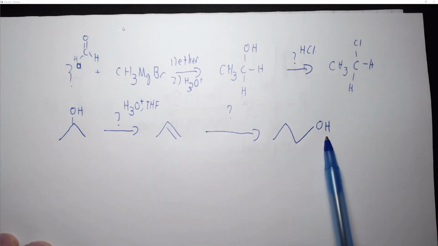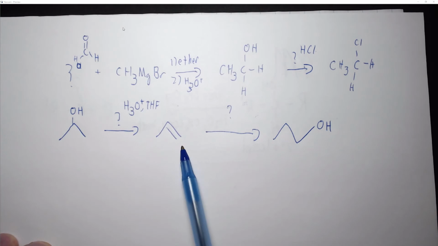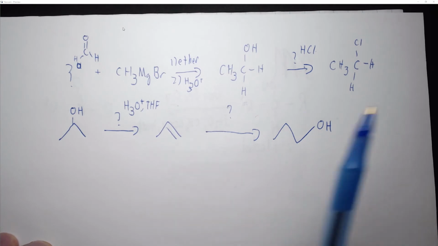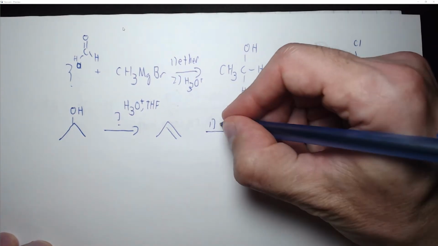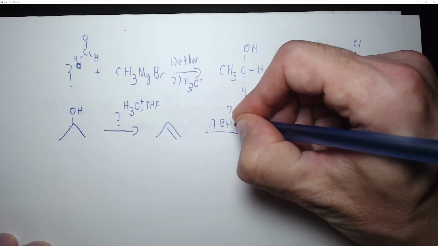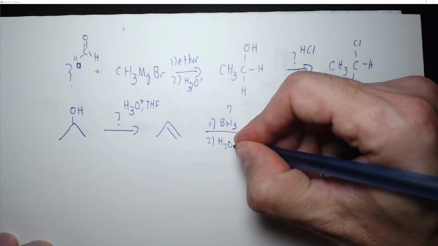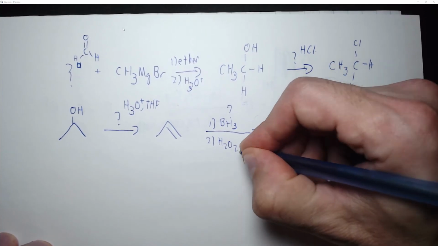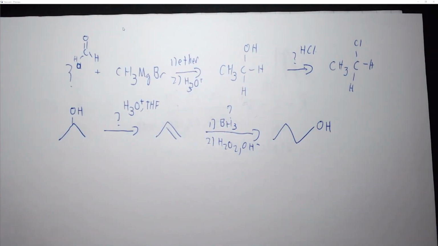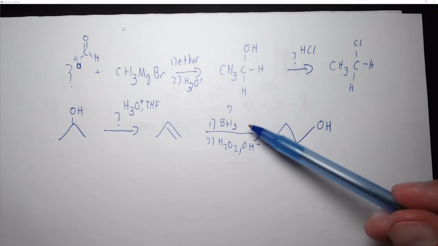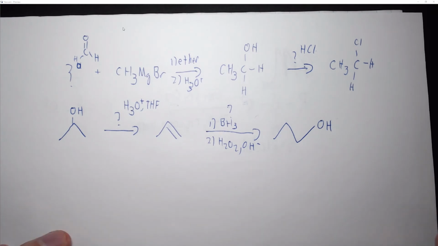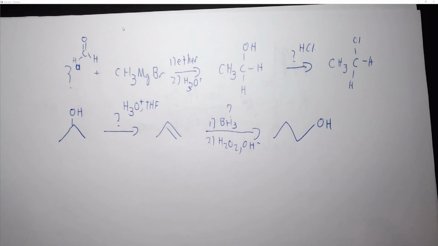Now, how do we get the OH to add in the anti-Markovnikov way? In that case, we need one, BH3 borane, and two, H2O2 in the presence of a base like sodium hydroxide. So this would get this second step to go. Let's look at the last example.